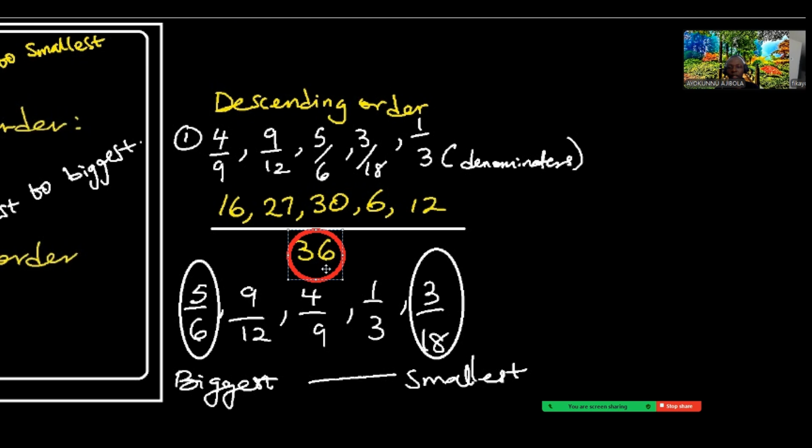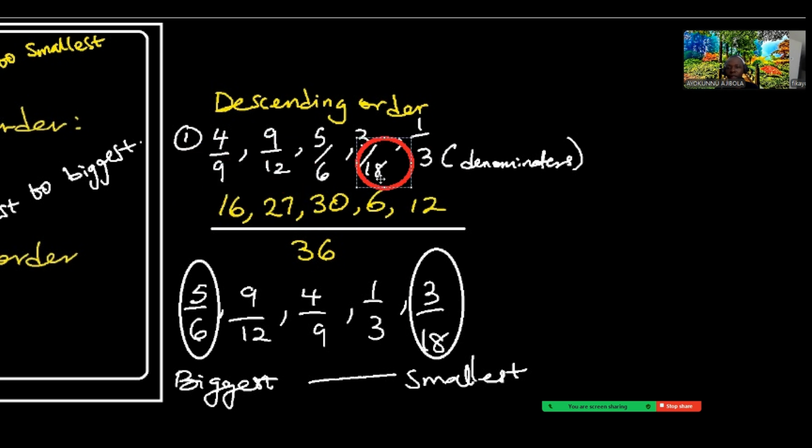18 in 36 is 2. 2 times 3 gives us what? 2 times 3 is 6. Okay. 3 in 36 is 12. 12 times 1 gives us what? 12. Now listen again.